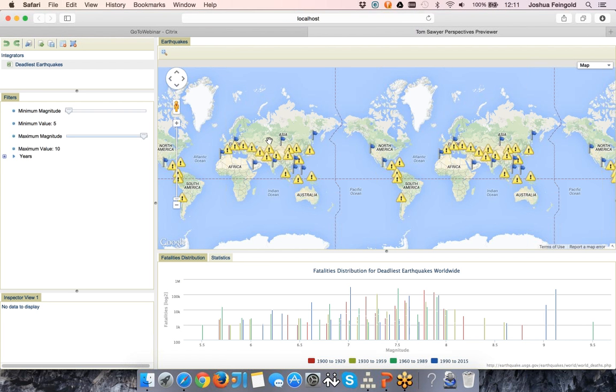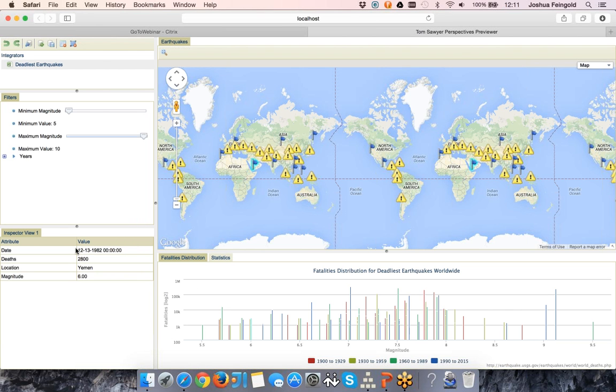All right, so now I've changed my layout to be a little bit more interesting to the type of information that I want to see. We've got this inspector view down here. So if we select this earthquake, we can see that this happened on December 13th, 1982. There were 2,800 deaths, and it was located in Yemen, and it was magnitude 6. Right. So now I'm really starting to build out from geographic information and chart views. I'm starting to build out a broader understanding using multiple views on my data.